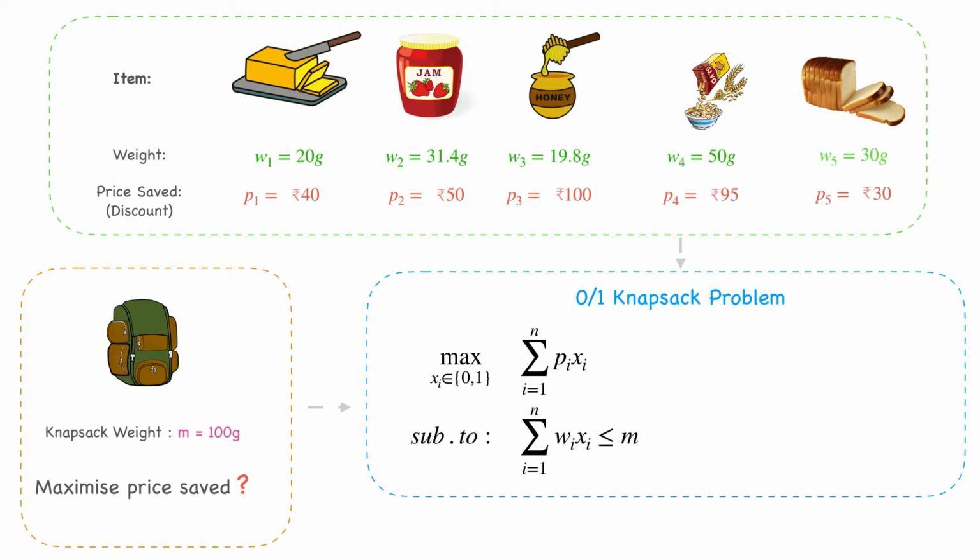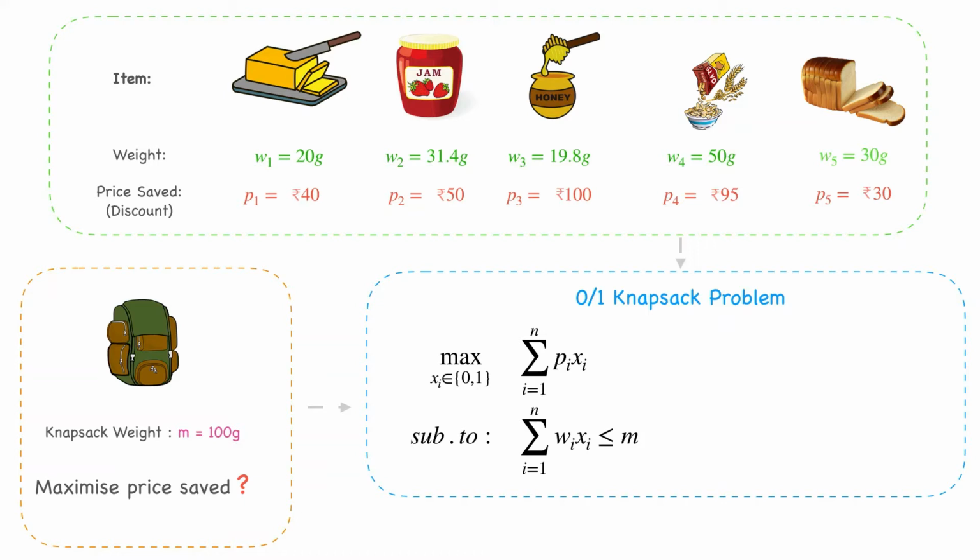We have 2 power n combinations or possible solutions or possible cases. Out of those 2 power n, some might be infeasible because of the constraint we have, and some might not give the maximum result. So our job is to find out the right sequence x1 to xn, so that the price saved is maximized and also the constraint is satisfied.